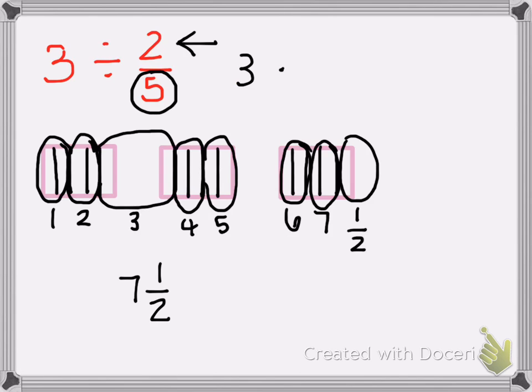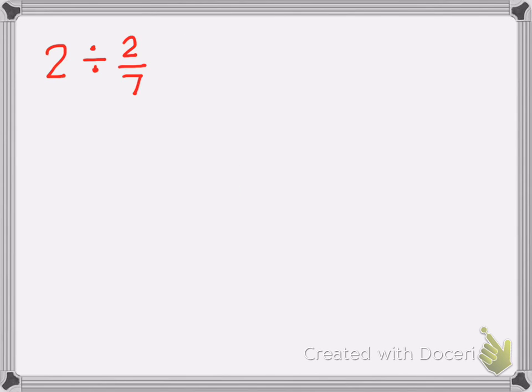And if we use the algorithm, let's see what we get. 3 times the reciprocal, I get 15 halves, and 2 goes into 15 7 times with 1 left over. So I know my answer is the same. Okay, looking good. Let's try another one.